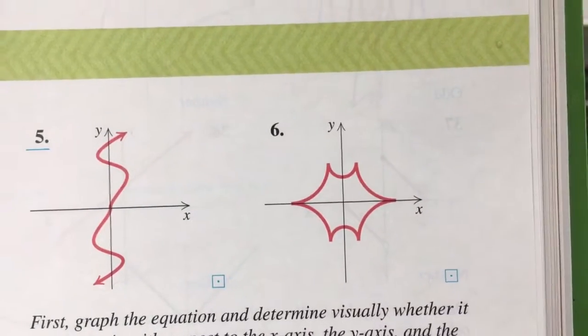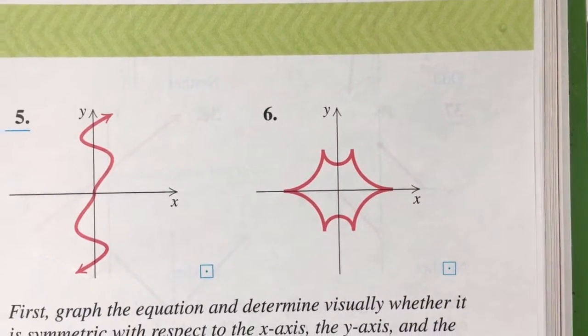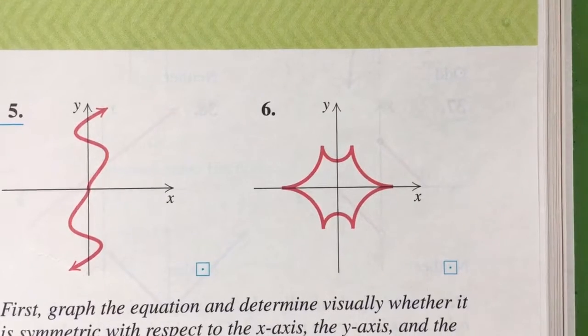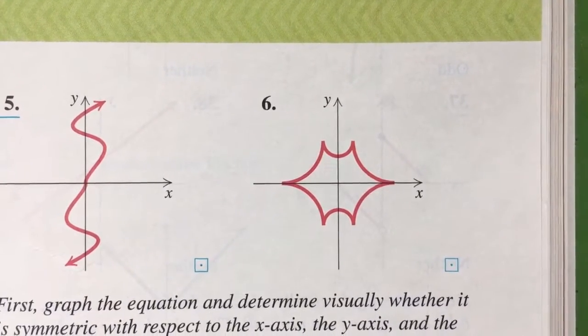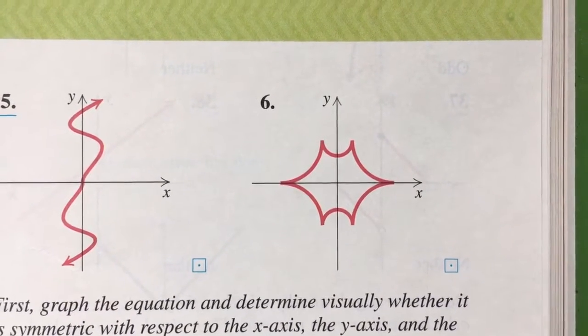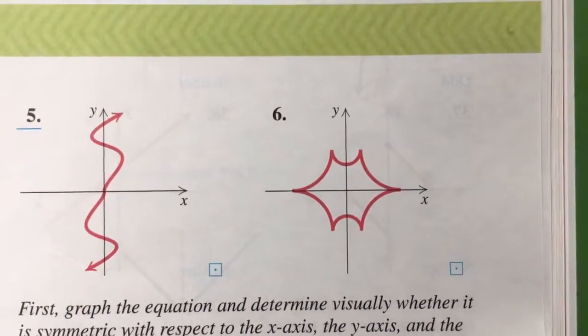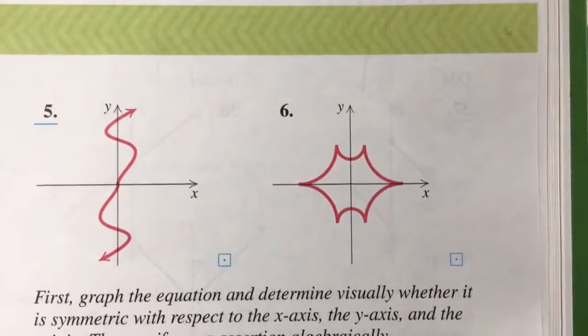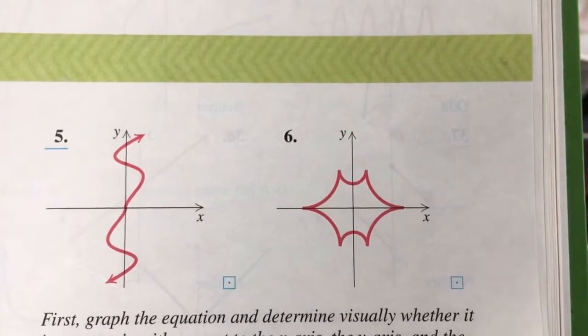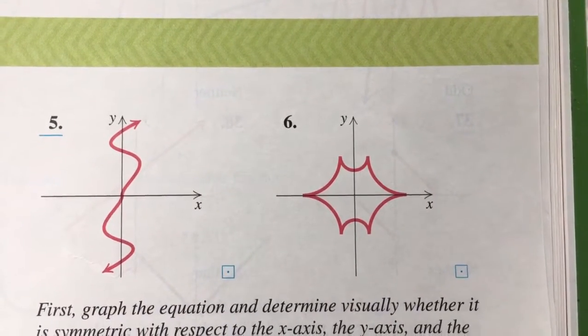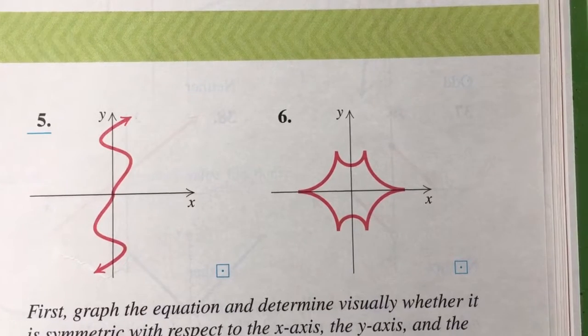Okay, so let's look at this one. Ooh, that's weird. Okay, so this one has x-axis and y-axis symmetry. Now, does it also have origin symmetry? If we took it and rotated it 180 degrees, would it be back on top of itself? And it looks like it.